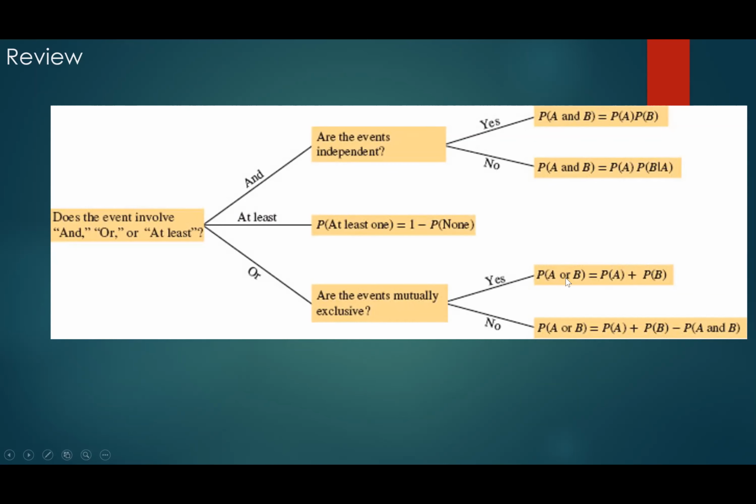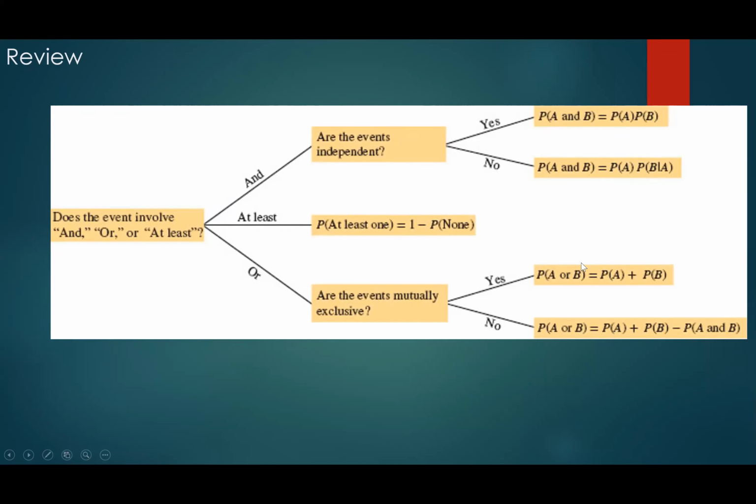If you deal with the word and, you ask yourself whether the 2 events are dependent or independent. If they are independent, meaning the 2 events do not affect each other, all you do is take the first probability multiplied by the second probability, and we are done. If they are not independent, meaning they depend on each other, then you take the first probability multiplied by the conditional probability, meaning probability of B given that A has already occurred. This is the chart, and we will do this a little bit later.